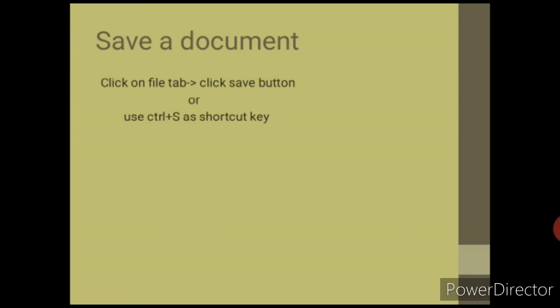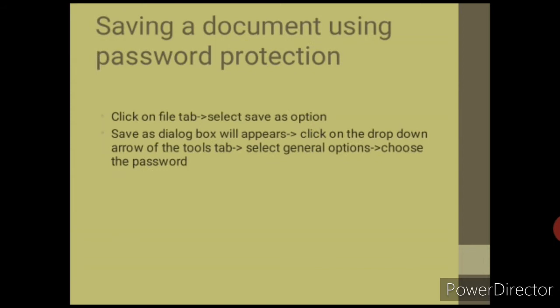So if you want to save your document, you just have to go to the File tab and click on the Save option. And if we want a shortcut key, we just have to press Ctrl+S. That is a shortcut key to save your document, right?